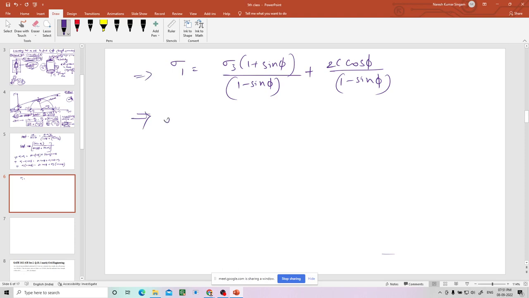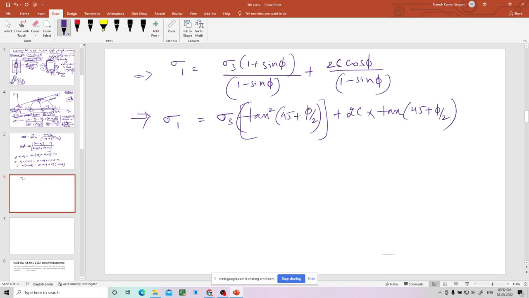Anyway, now after coming here, I can write this as sigma 3 tan square (45 plus phi by 2), plus I'll write 2c first, and this cos phi by (1 minus sin phi) can be written as tan (45 plus phi by 2), okay, right? Now here, I will solve.